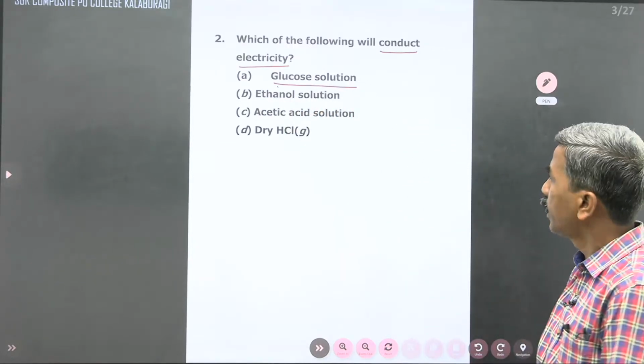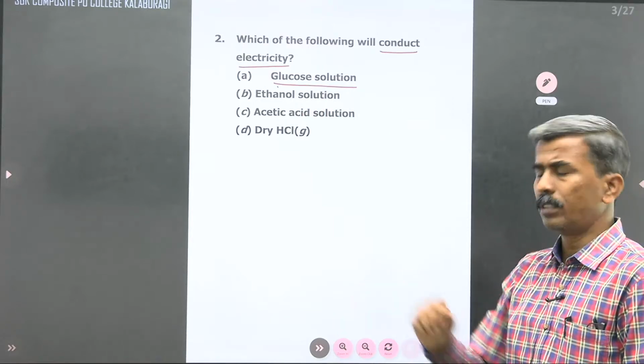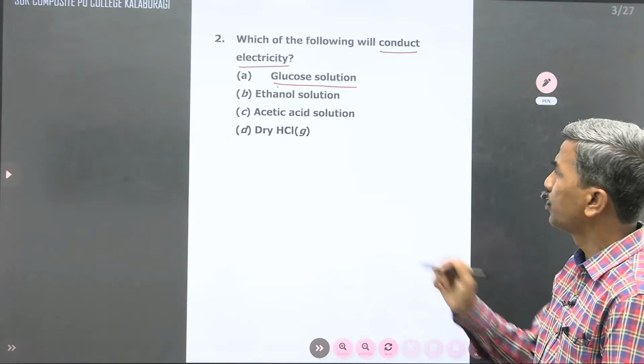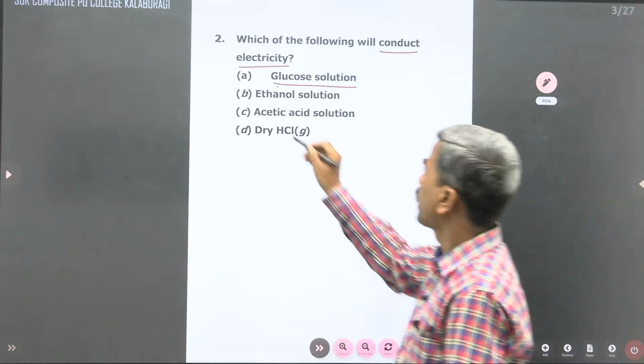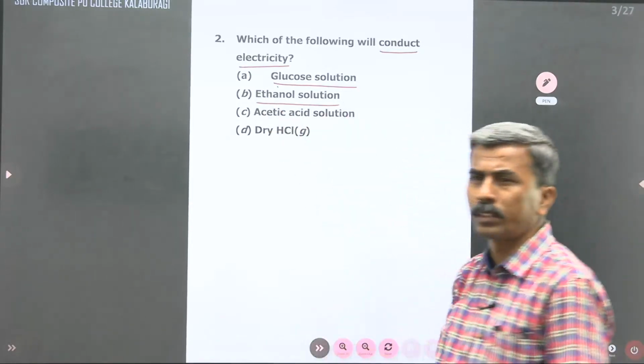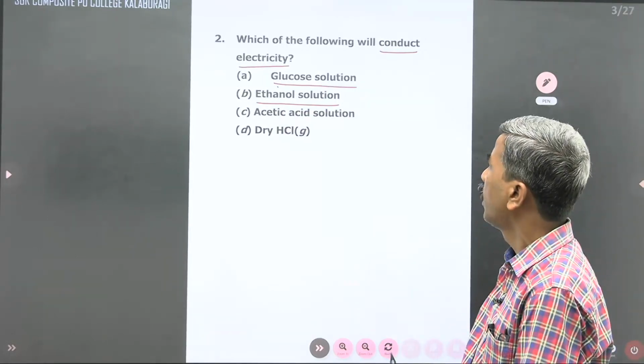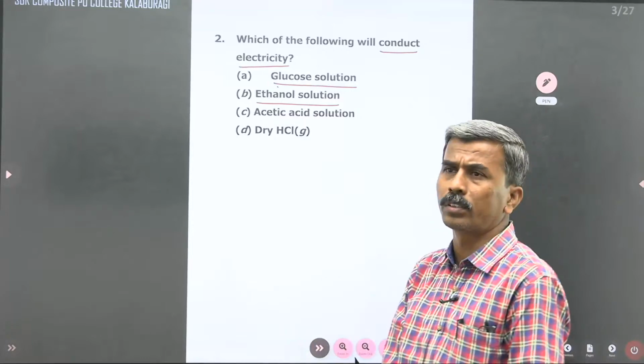Glucose, being an organic compound, cannot generate ions in the solution. It will be soluble in water, but it cannot give ions. Next, the ethanol solution. It is also similar. It is an organic compound and cannot produce ions.